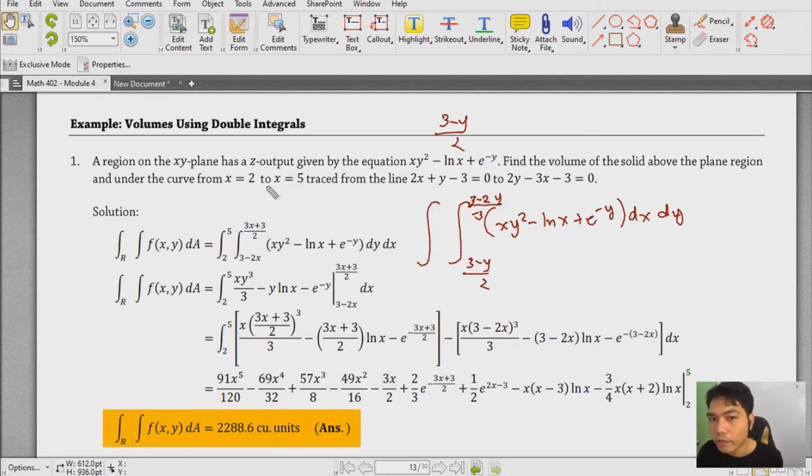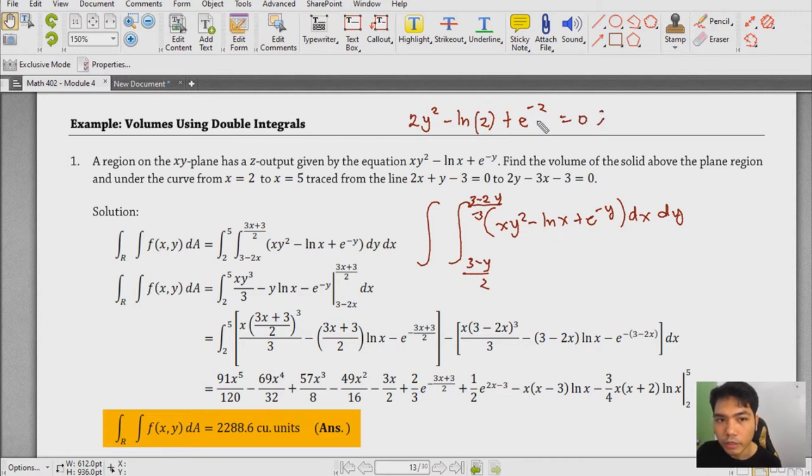So, kung numerical values of y to, ano ba yung values nito? So, diba, x equal to 2 and then x is equal to 5. So, you have to determine the values of 2 and 5 in terms of y by setting z is equal to 0. So, for example, meron kang 2 dito. So, we have 2 and then y squared minus ln of 2 plus e raised to negative 2 is equal to 0.